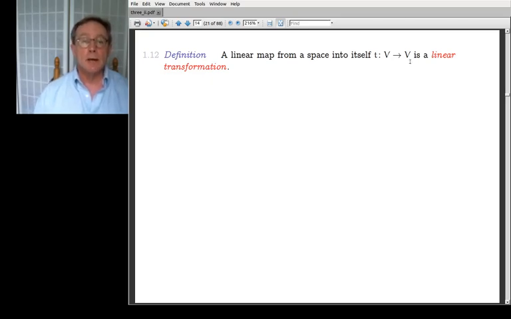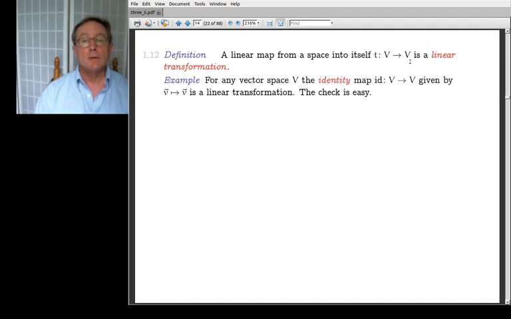I like it better since I think of the space as being transformed in some way by the map. But anyway, just a heads up, if you look on the internet or in another book, they'll use the term transformation to mean in general any map. But I'm going to stick to those maps that send a space to itself. And obviously the identity map is a transformation. To check that it's linear is really trivial. I won't bother you with it.